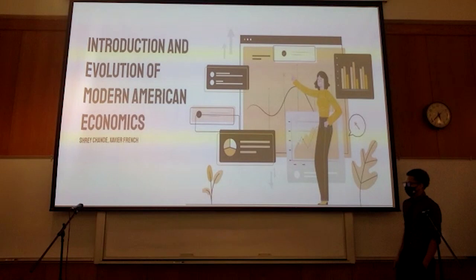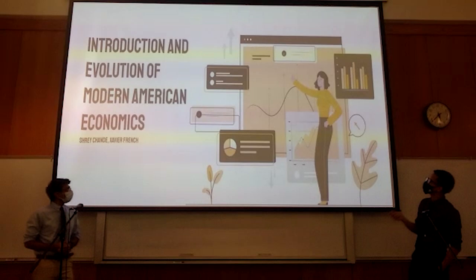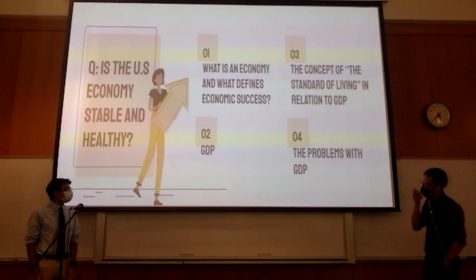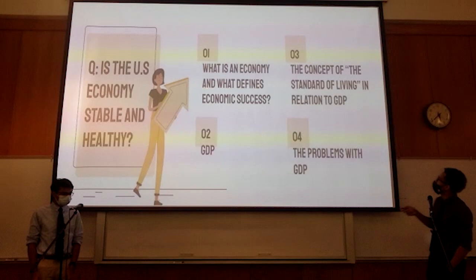All right, I'm Trey Chondon. I'm Xavier French, and we're going to be talking about the introduction and evolution of modern American economics. So the question that we proposed was, is the U.S. economy stable and healthy? And in this short section, we're going to be talking about what an economy is, what defines economic success, what GDP is, the concept of the standard of living in relation to GDP, and the problems with GDP.